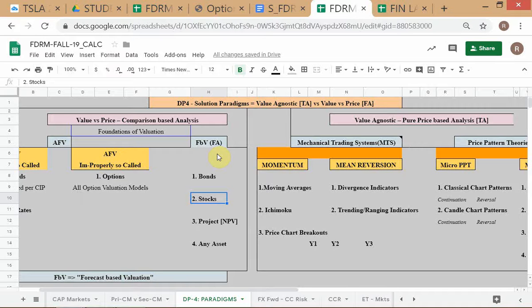Project the returns, discount the returns. Typically when you make mistakes, it means you got the return projections wrong. Usually that's what happens. So this is a basic thing. And what are you doing here? You're comparing.